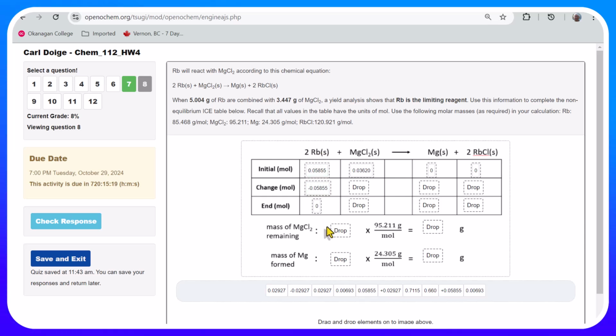Now by knowing this change, it dictates other things, because the ratio in the change needs to reflect the ratio in the balanced chemical equation. So the fact that we have negative 0.05855, this dictates how much magnesium chloride will be used up. And indeed, if we divide 0.05855 by 2, we'll end up with the 0.02927. Now note, that's just the right number, but there's no negative sign. So this is not the square that I want to put in. So I'm going to drop this back down here and find the negative signed value.